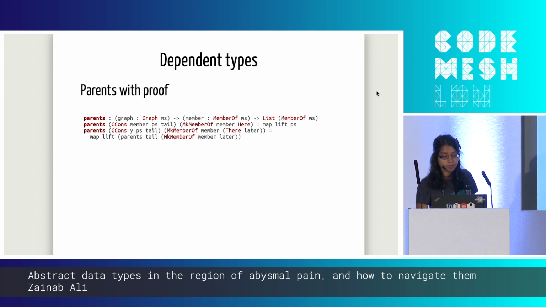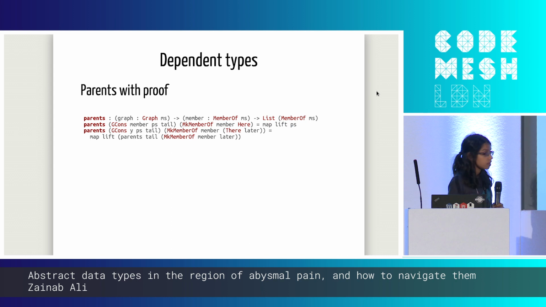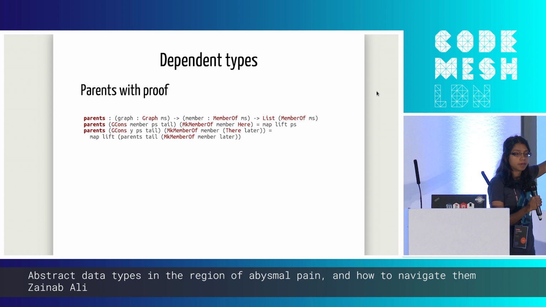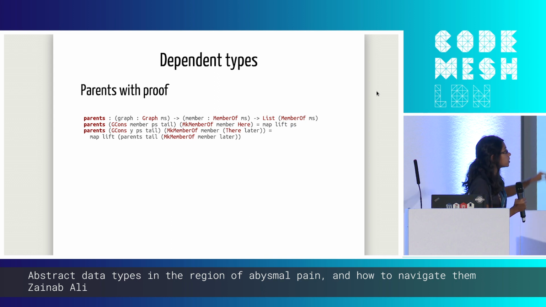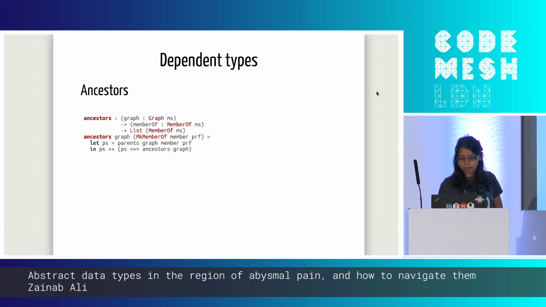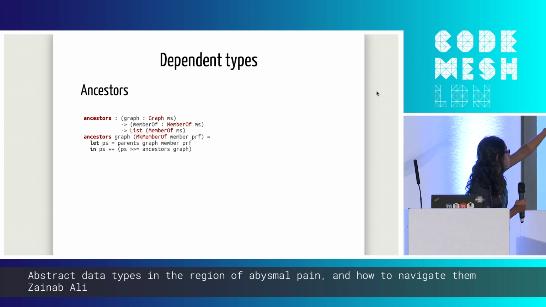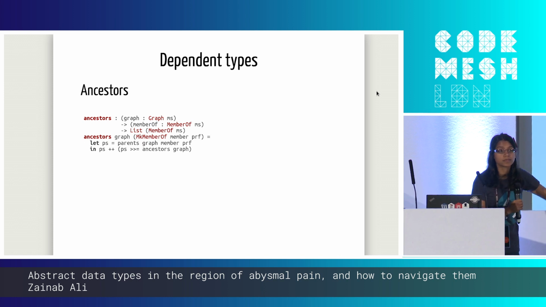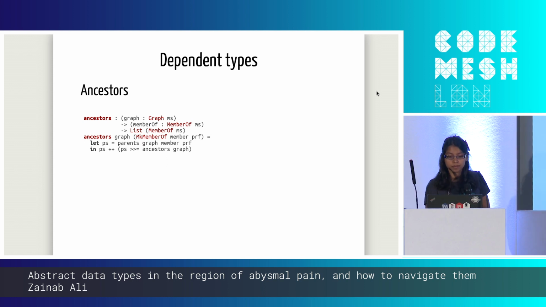And the way that I can get that is by editing my parents function. Instead of returning parents as a list of A, I now need to return a list of proofs that those parents are in the graph. So I return a list of member ofs. I can then use that when writing my ancestors function. So I can now use the member of that I got before, that's now P's, and just pass that into my ancestors function again. So I can reuse the proofs that I spit out before in my next call.